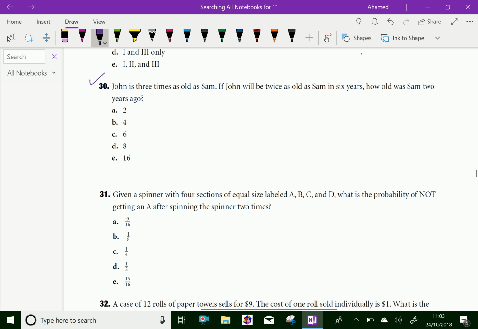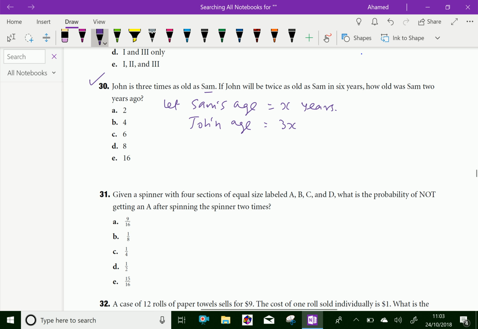John is 3 times as old as Sam. If John will be twice as old as Sam in 6 years, how old was Sam 2 years ago? Here Sam is the younger of the two. Let Sam's age now be x years. John's age is 3 times Sam's, that is 3x.